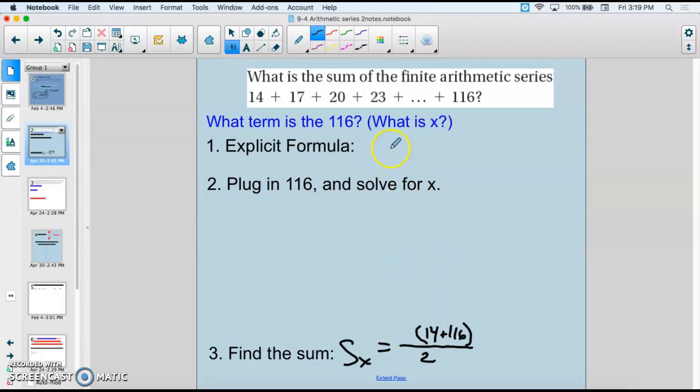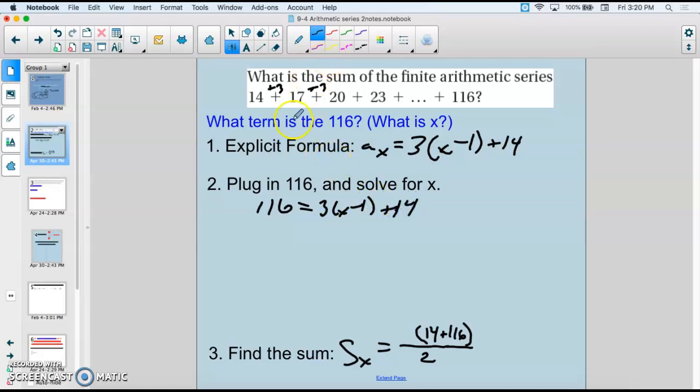Okay, in order to do that, I need to figure out what term 116 is. So we're going to use our explicit formula from the sequences. Our common difference is 3. So it's going to be 3 times x minus 1, plus our initial value of 14. Now we're going to plug in 116 and see what we get for x. We're trying to find what number term 116 is. So 116 equals 3 times x minus 1, plus 14.